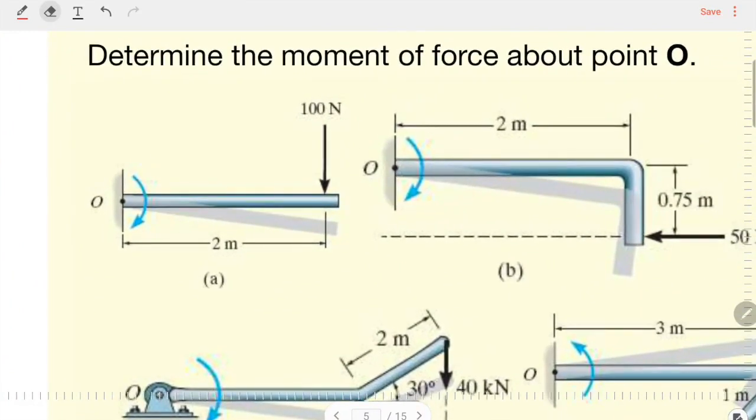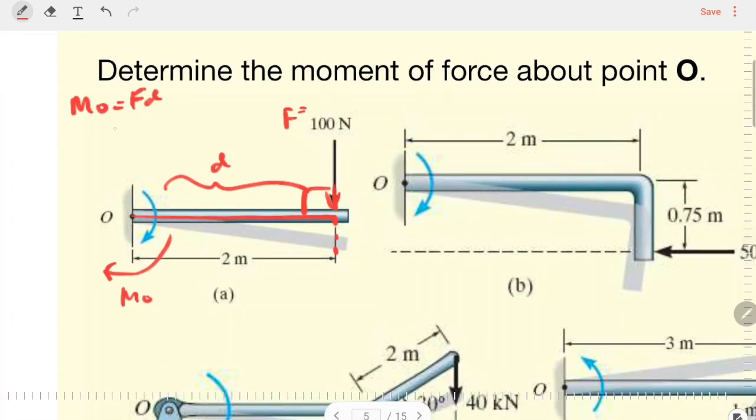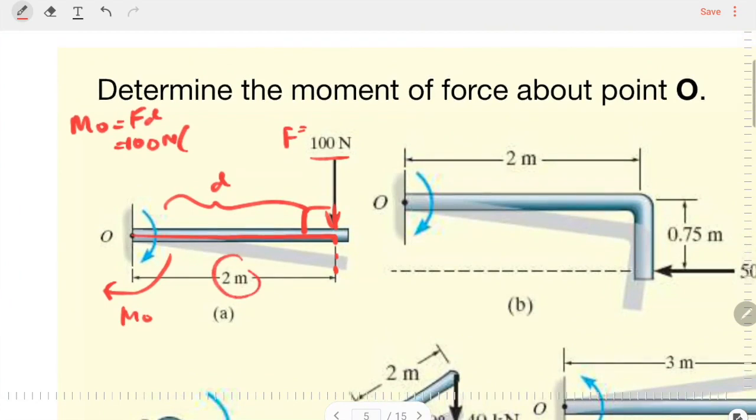So in the first picture, we know the force is 100 Newton. Direction of the force will create a clockwise kind of motion like this. Okay, so the D or the distance which is perpendicular to the line of the force is over here. So if we want to calculate the magnitude of moment equals to FD, our F is 100 Newton and the distance is 2 meter. So you will get a corresponding moment of 200 Newton meter. So don't forget to include the direction of the moment. In this case it is clockwise direction.